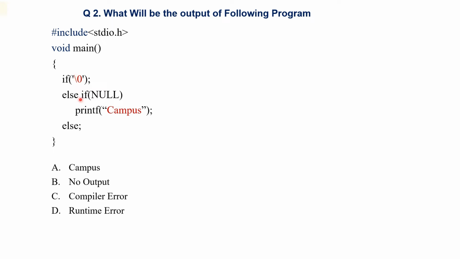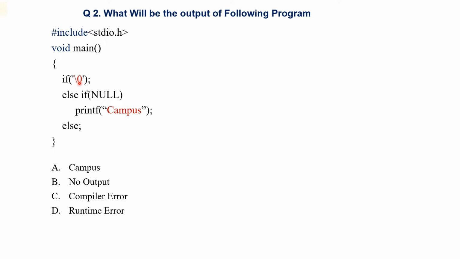Here in this program, an else if ladder is used. While executing the else if ladder, the first condition will be evaluated first. Here the expression in the if statement is \0, which is the null character constant, and the ASCII value corresponding to this null character is 0. As this value is 0, it is considered a false value.